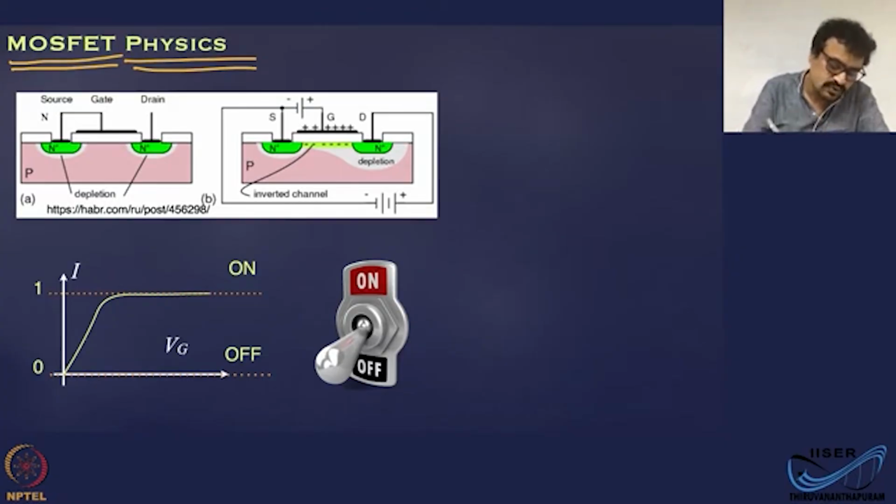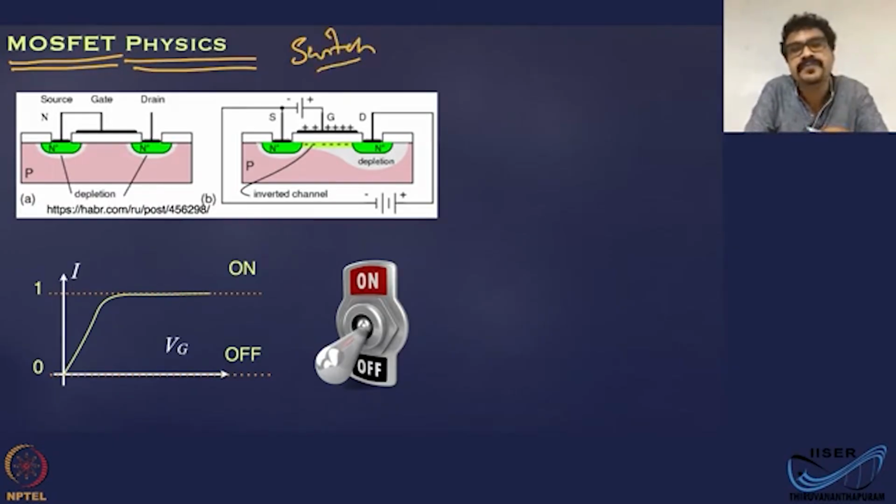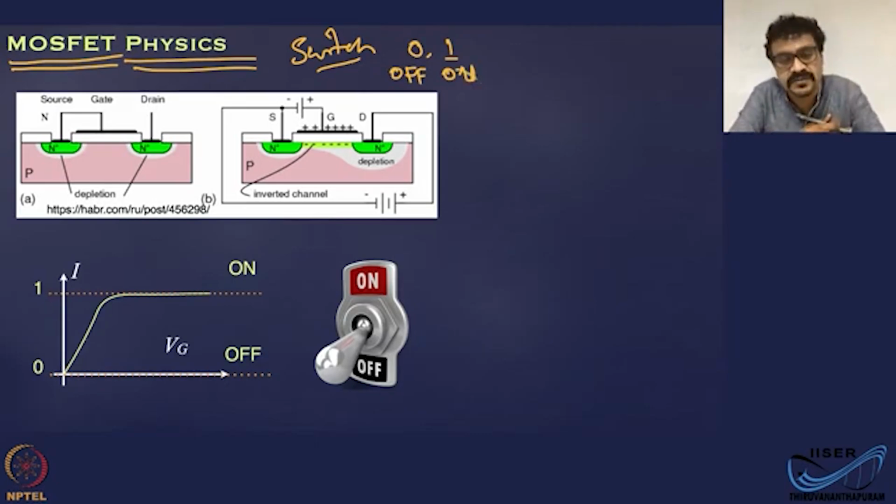In the next couple of minutes, we'll look into the operational principle of a MOSFET with minimum details. A MOSFET is actually a switch. It's a switch. That's all. It has two states, 0 or 1, or off or on. That's it. It has only two states.